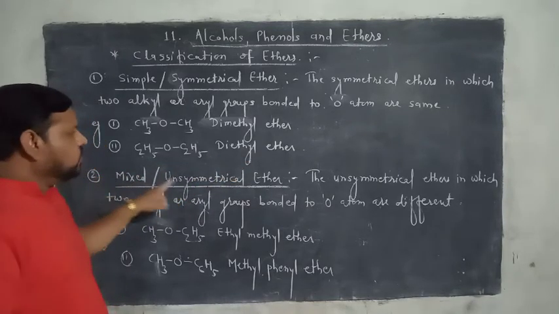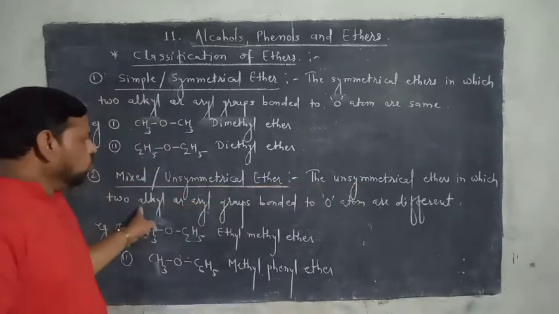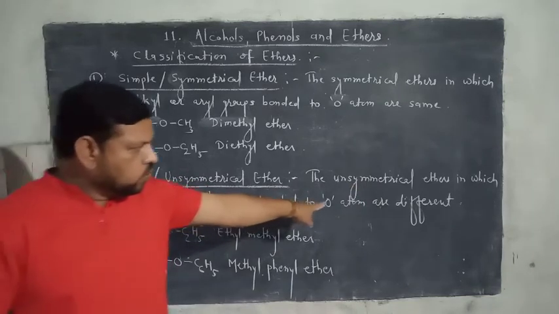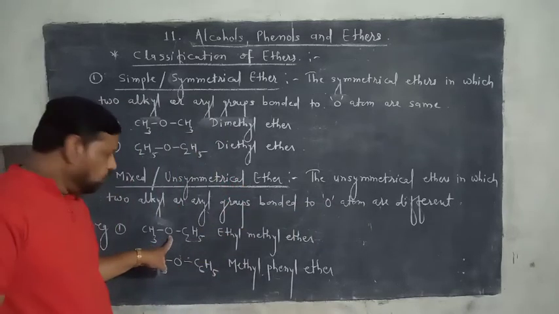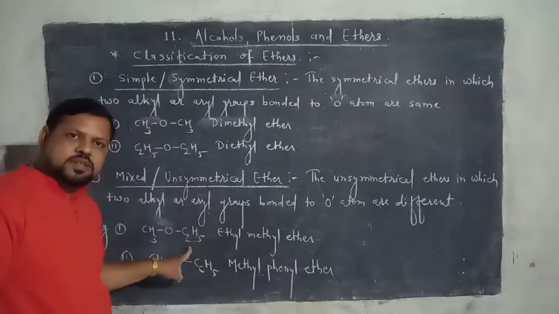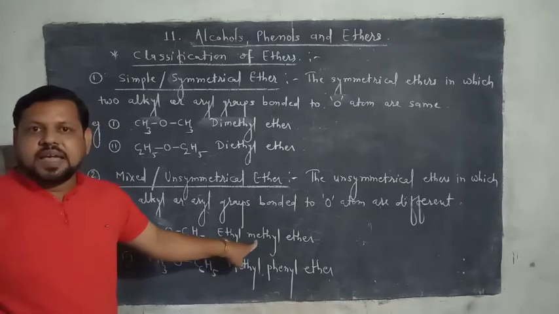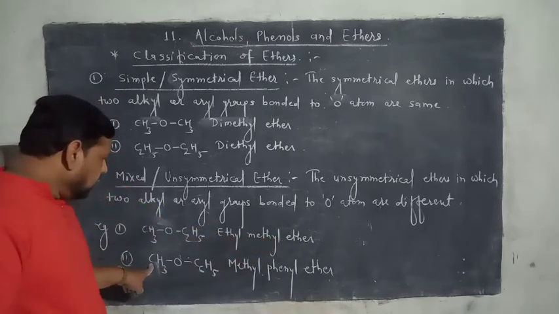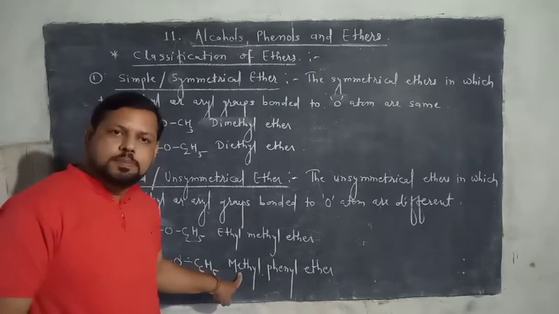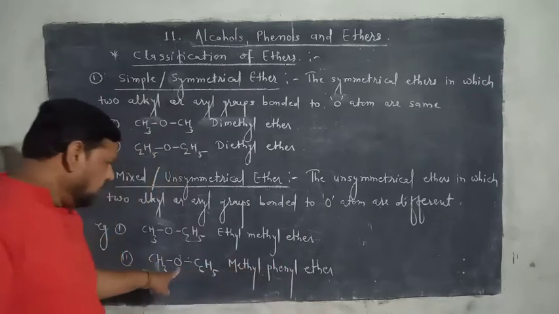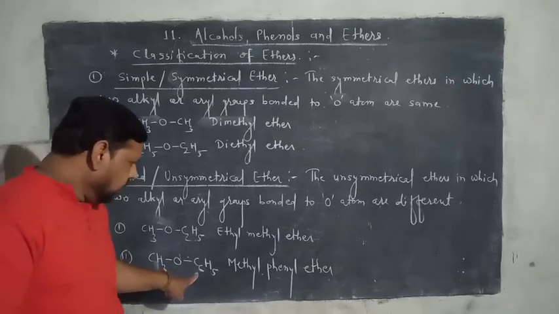Second class, that is mixed or unsymmetrical ether. In unsymmetrical ethers, the two alkyl or aryl groups bonded to the oxygen atom are different. See here, this oxygen atom is bonded with one methyl group and another ethyl group. The example CH3OC2H5 is called ethyl methyl ether. The second example is CH3OC6H5, and the name of this compound is methyl phenyl ether. In this example, see here, the oxygen atom is bonded with a methyl group and another phenyl group.